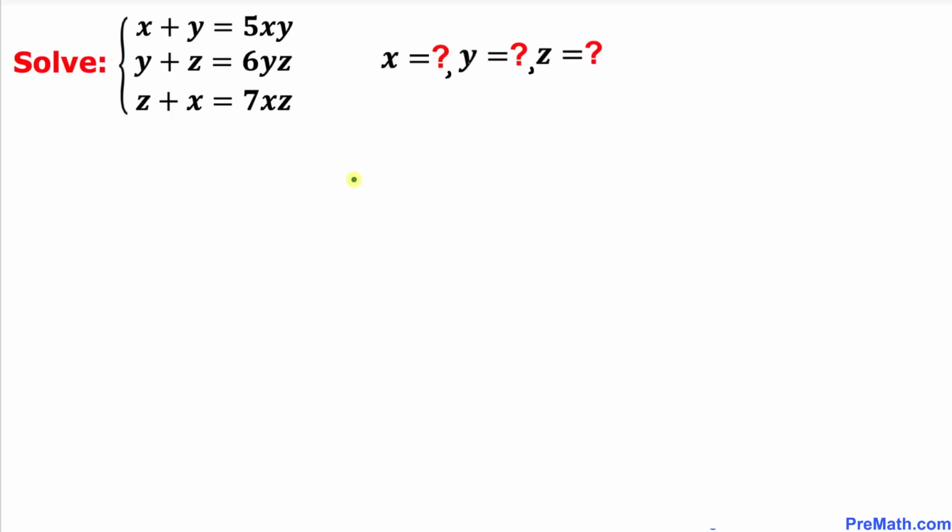Welcome to PreMath. In this video, we are going to solve this given system of equations: x plus y equals 5 times xy, y plus z equals 6 times yz, and finally z plus x equals 7 times xz. In other words, we are going to find the values of x, y, and z.